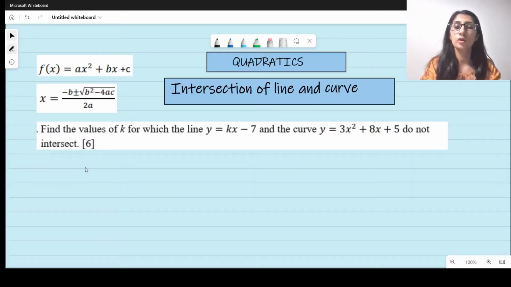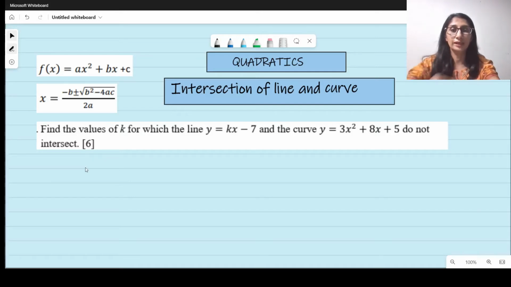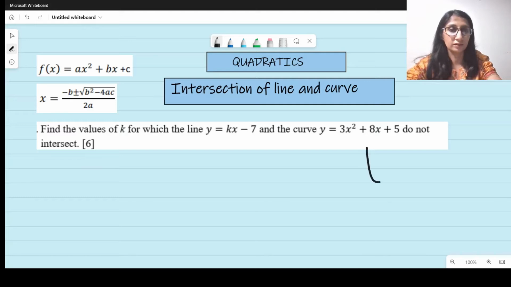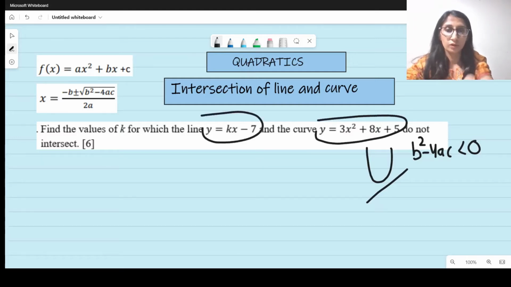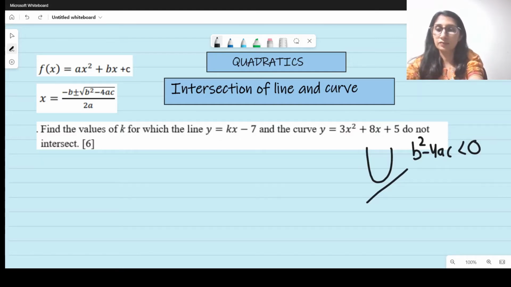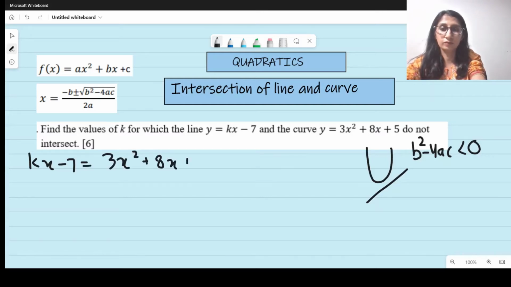Okay, the next question is, find the value of k for which the line y equals kx minus 7 and the curve y equals 3x square plus 8x plus 5 do not intersect, meaning this case that the curve and the line are not meeting. That means it's the case b square minus 4ac is less than 0. So we start by merging these two equations. So we equate both the y's. That gives us kx minus 7 equals 3x square plus 8x plus 5.